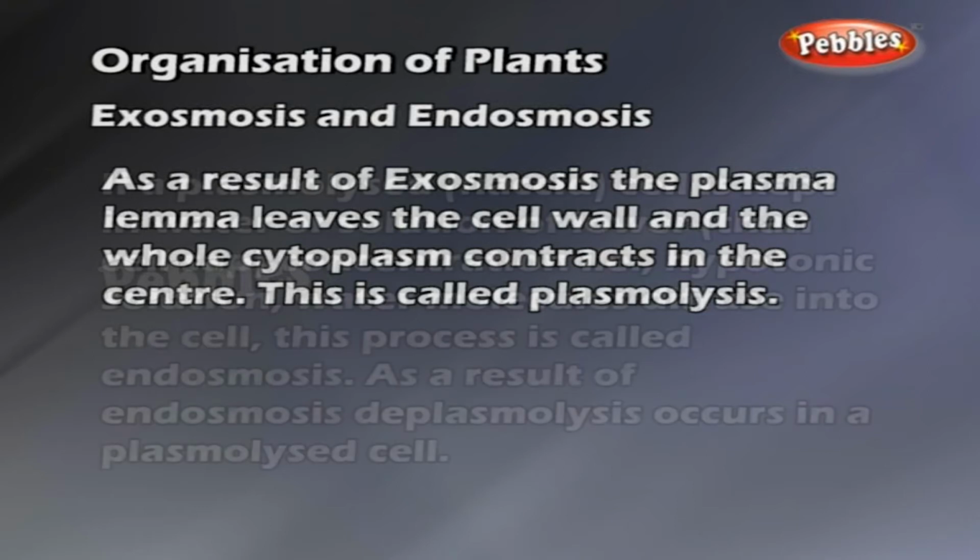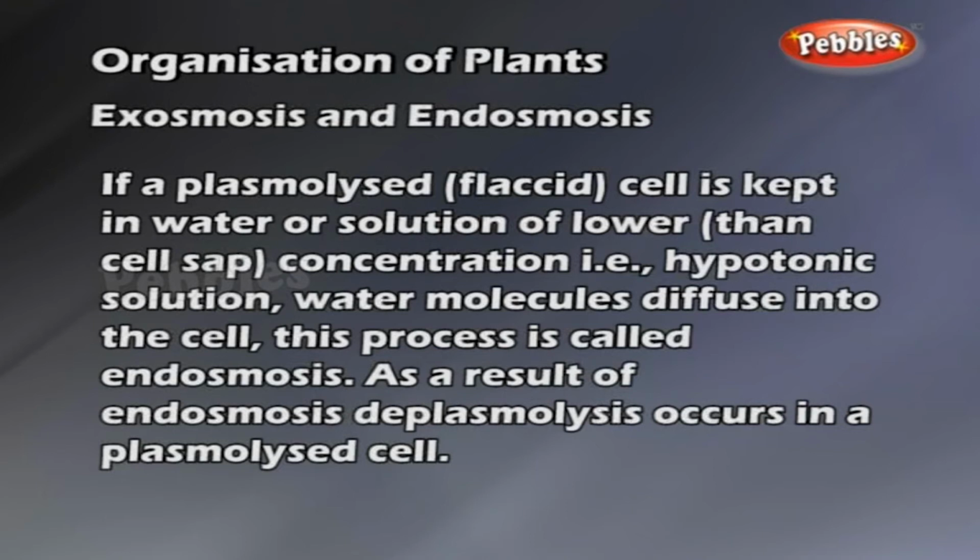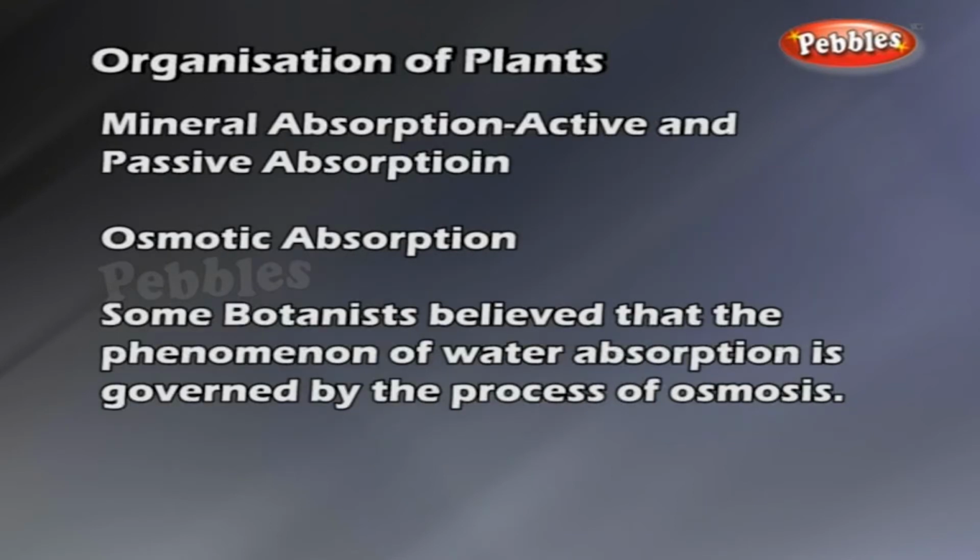This is called plasmolysis. If a plasmolysed flaccid cell is kept in water or a solution of lower than cell sap concentration, that is, a hypotonic solution, water molecules diffuse into the cell. This process is called endosmosis. As a result of endosmosis, deplasmolysis occurs in a plasmolysed cell.